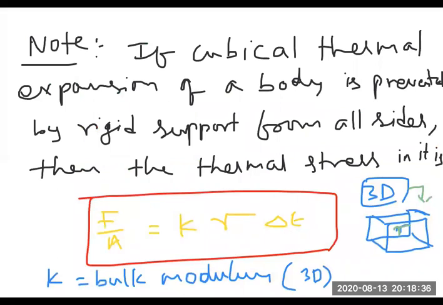In mechanical properties of solids, we have one more term called K. K is called the bulk modulus. So here we are now using this term K. Whenever we discuss the previous concept, the expansion is called linear expansion.